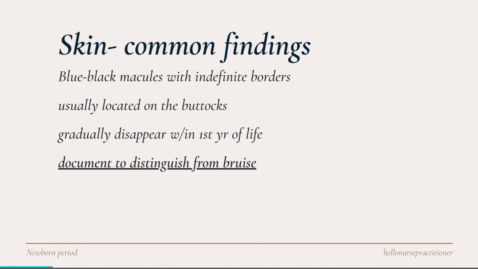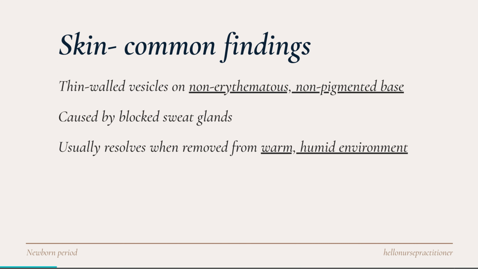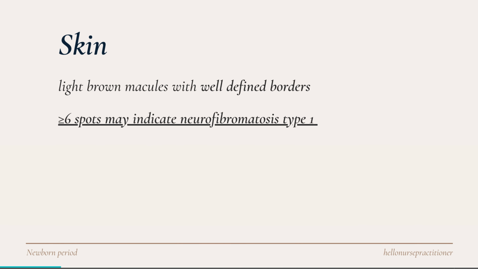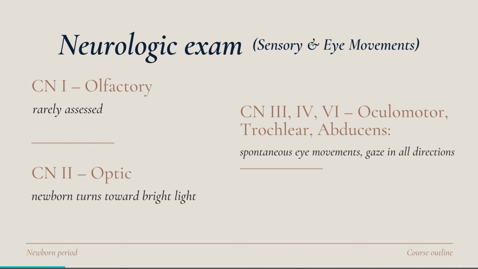These macules need to be documented to distinguish them from abuse. Mongolian spots. Thin-walled vesicles on non-erythematous, non-pigmented base caused by blocked sweat glands. They usually resolve when removed from the warm, humid environment. Miliaria. Light brown macules with well-defined borders, greater than or equal to 6 spots may indicate neurofibromatosis type 1. Cafe au lait spots. Let's talk about the neurologic exam of the newborn.